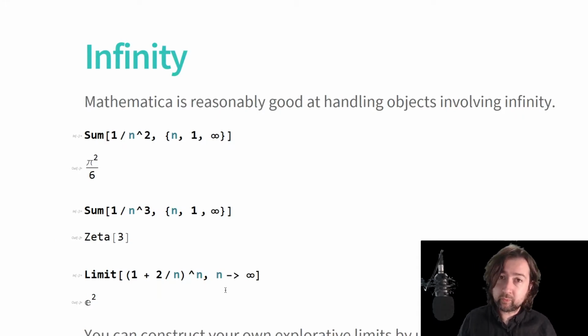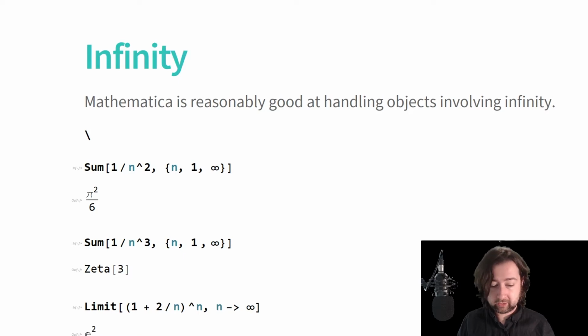So Mathematica is reasonably good at handling objects involving infinity. And there are two ways to create the infinity symbol. We talked a little bit about this last time. You can type slash, square bracket, capital Infinity, close bracket. And as soon as you close the bracket, Mathematica is going to put the infinity symbol in there. And unlike LaTeX, it's actually a mathematically meaningful object in Mathematica.